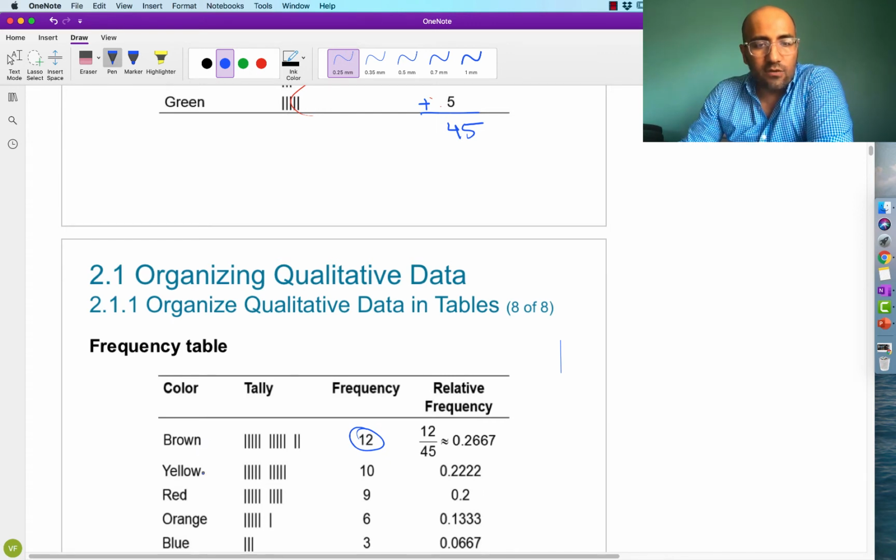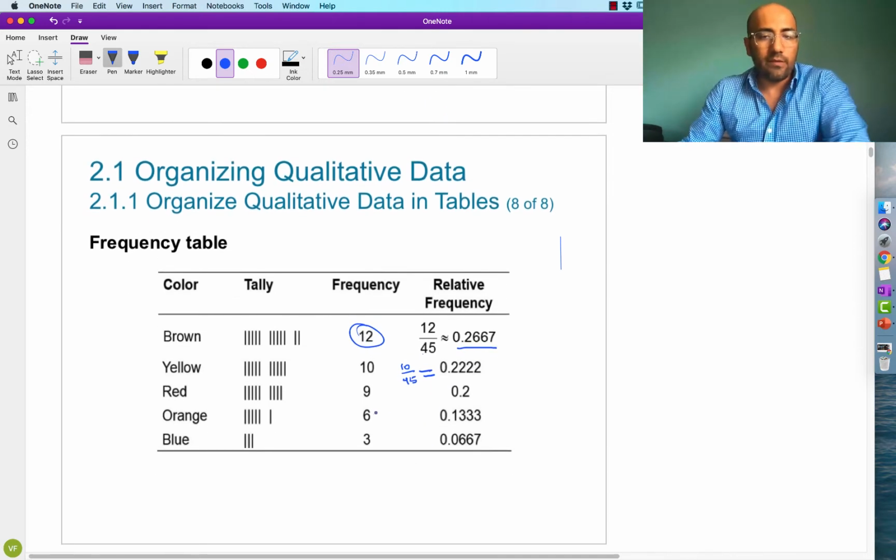Okay, so now we're going to come back and we're going to divide each of the frequencies for each of the categories by 45. So 12 divided by 45 is going to give you this decimal. And then 10 divided by 45 is going to give you this decimal. And so on and so forth. So we divide all of them, and we end up getting these.